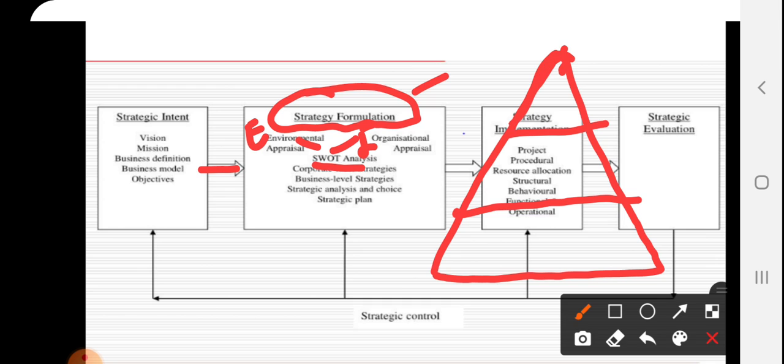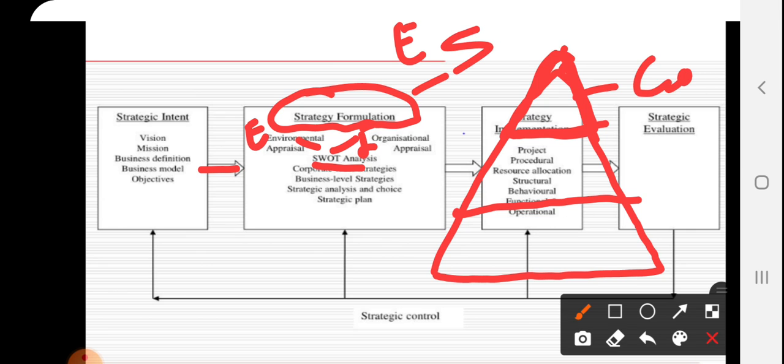The strategies which are designed by top management are called corporate level strategies. Corporate level strategies are like expansion strategies, stability strategies, retrenchment strategies and combination strategies. Then there are business level strategies and functional level strategies.